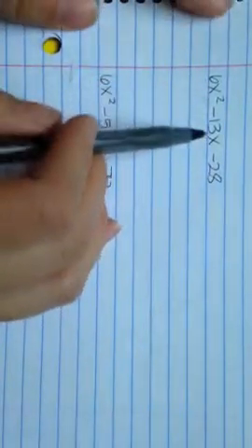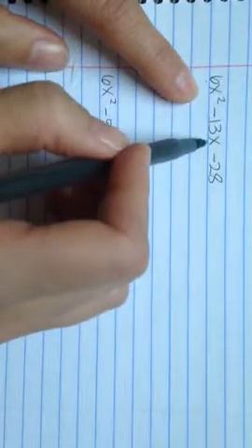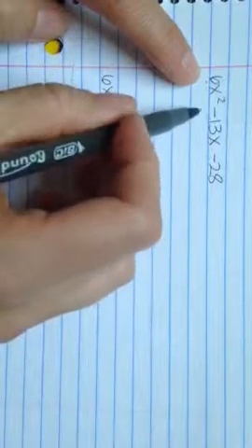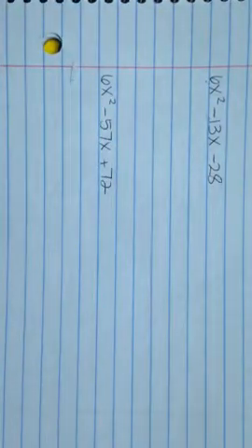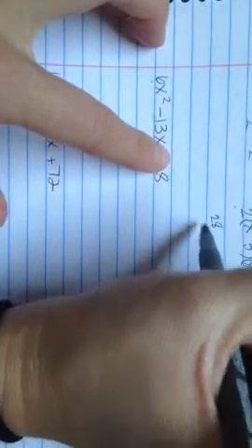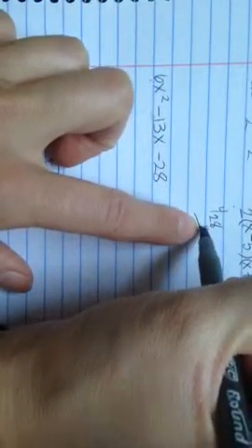Okay, so for this one, is there a number that can go into 6, 13, and 28? No, I know right away because 13 is prime. So since 13 is prime, it can't divide by anything. So then I'm going to do 6 times 28. And I don't have a calculator on me, so we're going to have to do it by hand. So 28 times 6, that's going to be 48. 2 times 6 is 12, plus 4 is 168.